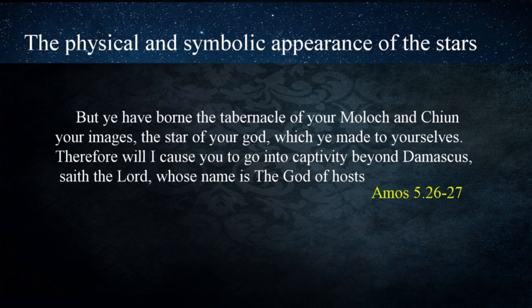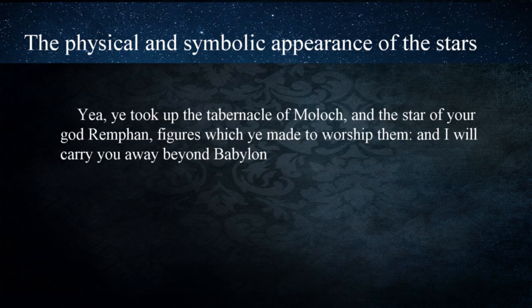Amos 5:26-27. Stephen quotes this passage in his recounting of the history of unfaithfulness by the Jews. "Yea, ye took up the tabernacle of Moloch, and the star of your god Remphan, figures which ye made to worship them, and I will carry you out away beyond Babylon," in Acts 7:43.